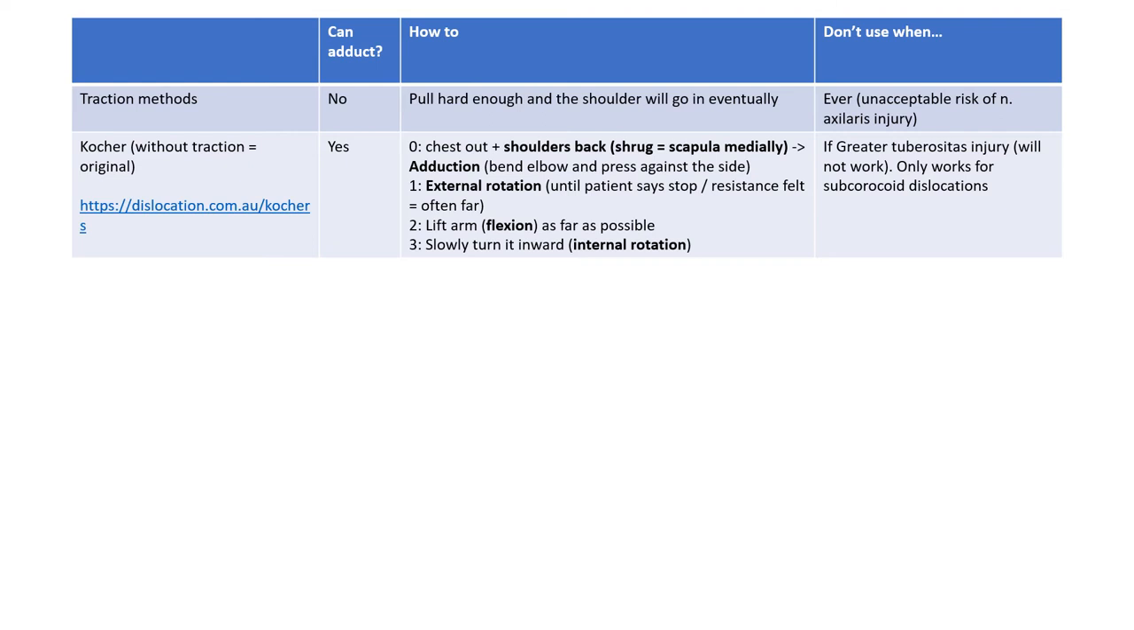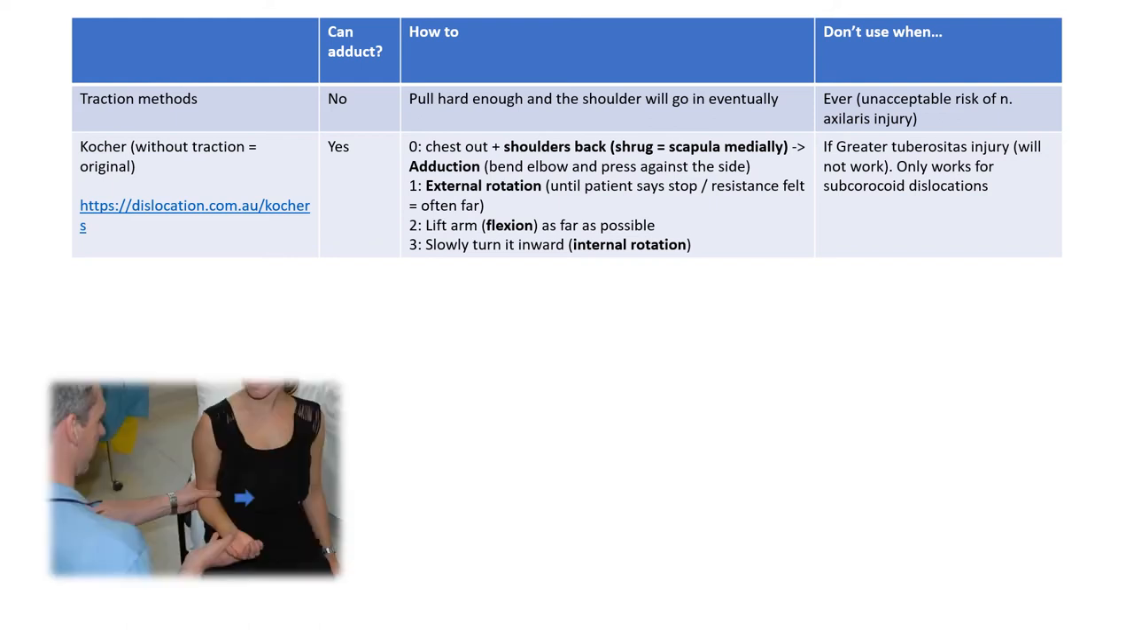So you can check out the link here. But they have to be able to adduct, and then you tell them to have the chest out and the shoulders back, like shrug, and that was the part where you have the scapula medially, and then you adduct the arm. So you place the elbow all the way into the side. It's like pressing against the side. This was the traction method. Don't do that. But here you adduct the patient's arm all the way in to the side.